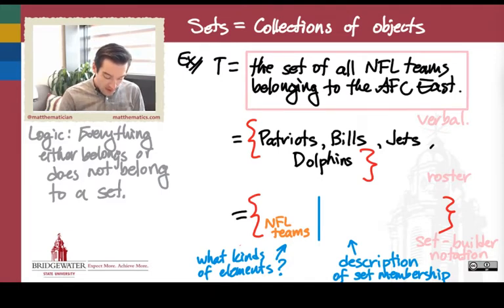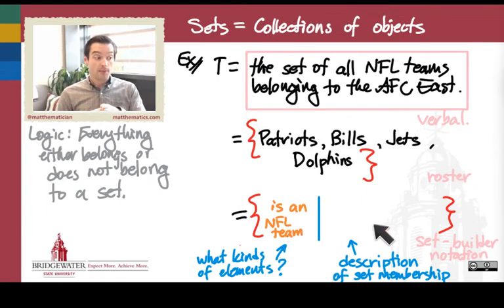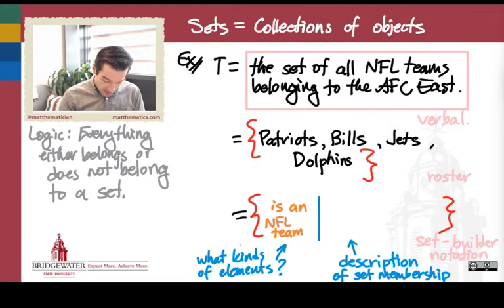So over here, I'm going to say something like "is an NFL team." Maybe I'll say it like that. And then on the right side of the bar, I have to describe which NFL teams belong to the set that I'm interested in, the set I'm calling T. So according to my verbal description up here at the top, those are going to be the teams that belong to the AFC East division. So I'm going to write that in the right side of my bar.